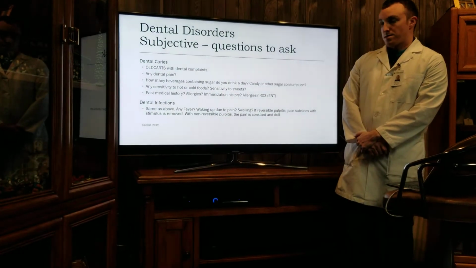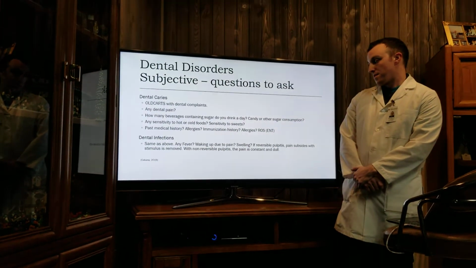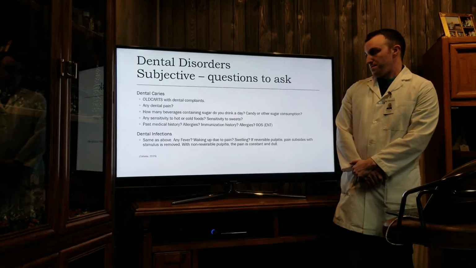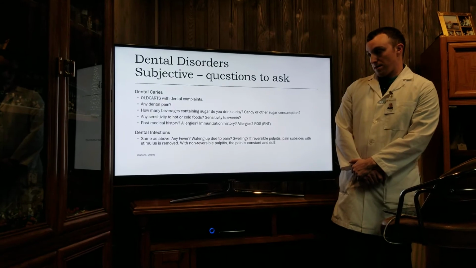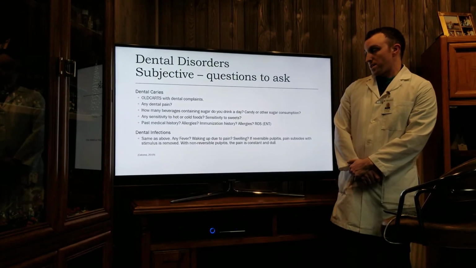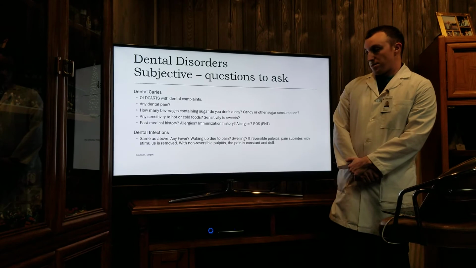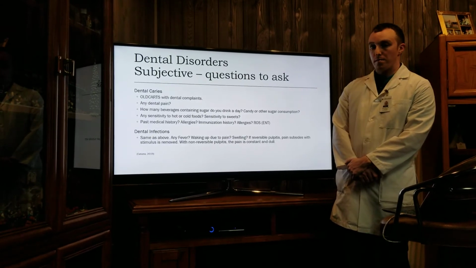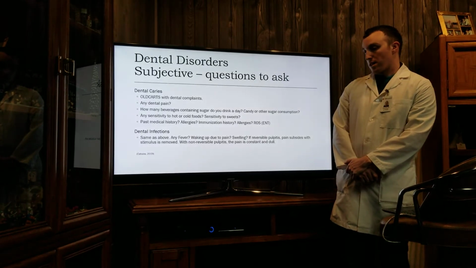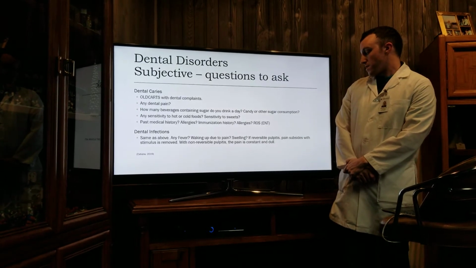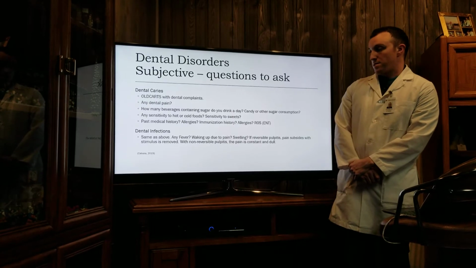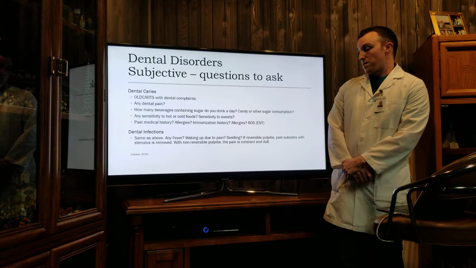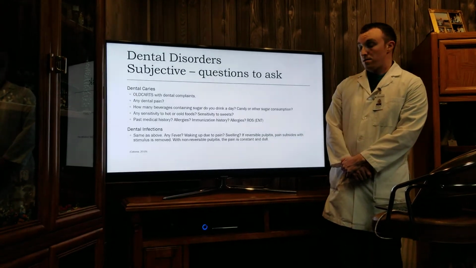So past medical history, allergies, immunization history, review of systems for ear, nose, and throat especially. And then for dental infections, subjective questions to ask, we would do the same as above. Any fever, any waking up at night due to pain, any swelling noted. If it's reversible pulpitis, pain subsides when the stimulus is removed, hot or cold. It'll go away. With non-reversible pulpitis, the pain is constant and dull.